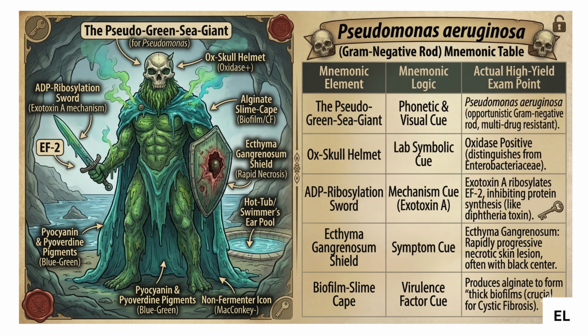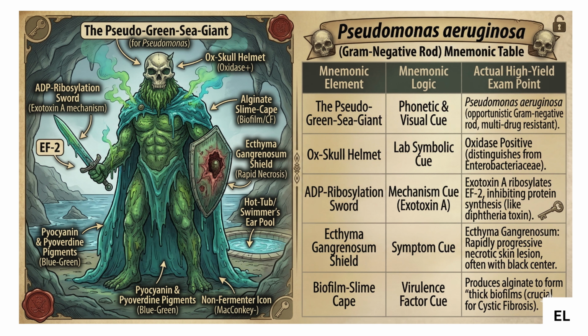Now look at the water pool behind the giant. It is labeled hot tub/swimmer's ear pool. This represents another important clinical association. Pseudomonas thrives in moist environments, especially hot tubs and swimming pools. It is a common cause of otitis externa, also known as swimmer's ear. So whenever you see water exposure, think Pseudomonas infection.